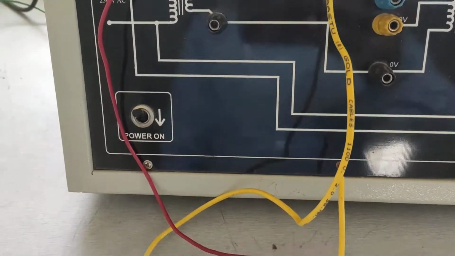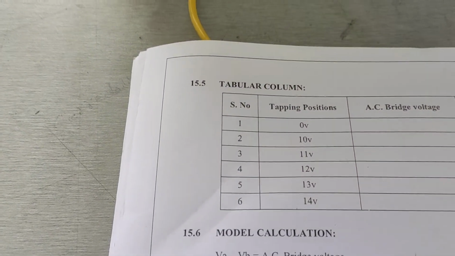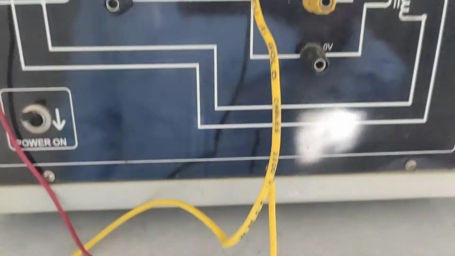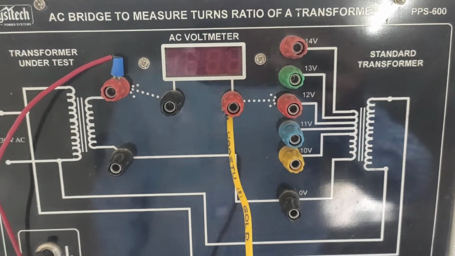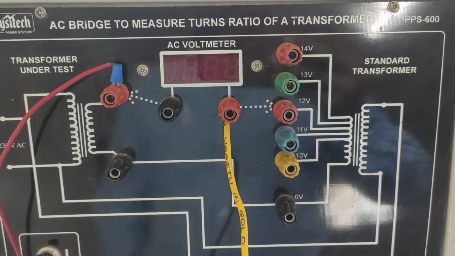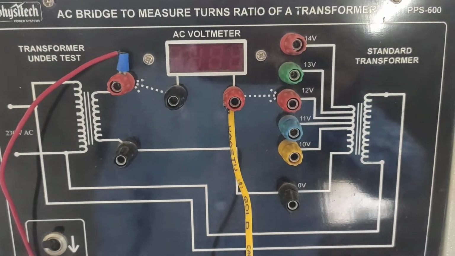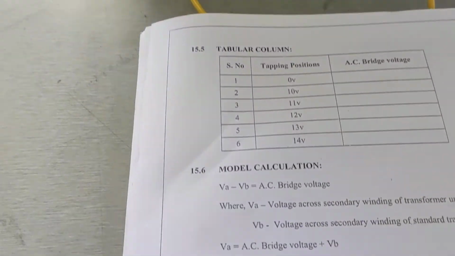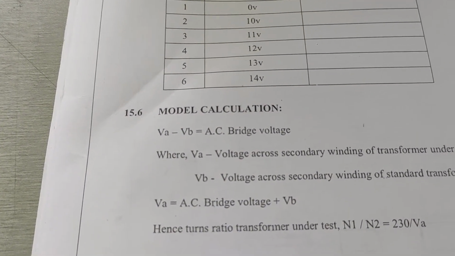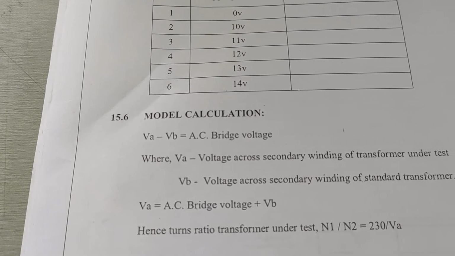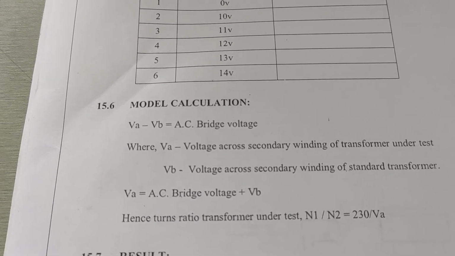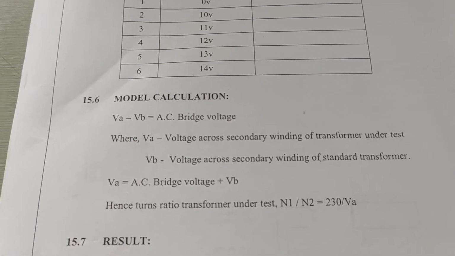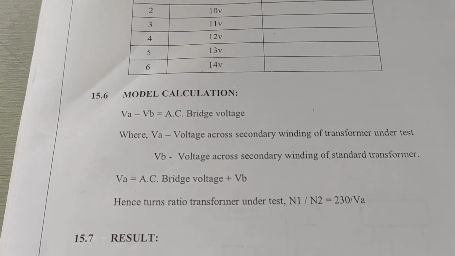So you can have a tabular column like this. The tabular column has serial number, tapping position and AC bridge voltage. When you connect to 0 volts, you can see how much voltage appears. When connected to 10 volts, what is our voltage? 11, 12, 13, like that. If you want that AC bridge voltage, theoretically you can calculate like this. VA is the voltage appearing across the secondary winding of the transformer under test. VB is the voltage across the secondary winding of the standard transformer. So VA is equal to AC bridge voltage plus VB.